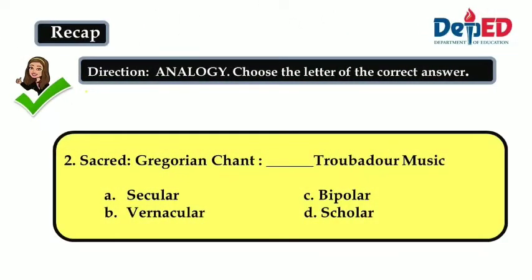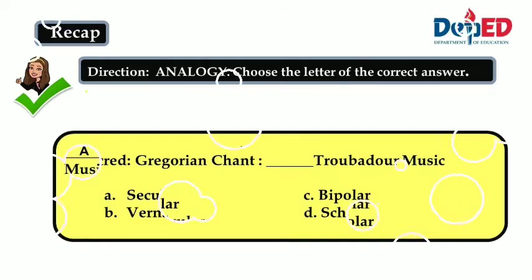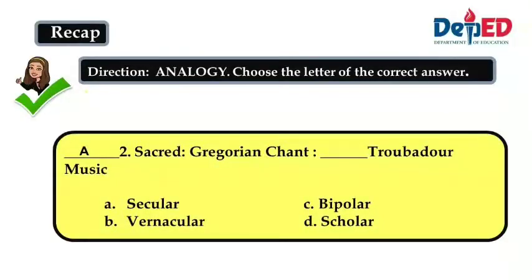Number 2. Sacred is the Gregorian chant and blank is the troubadour music. Is it A. Secular, B. Vernacular, C. Bipolar, D. Scholar? The answer is letter A. Secular.